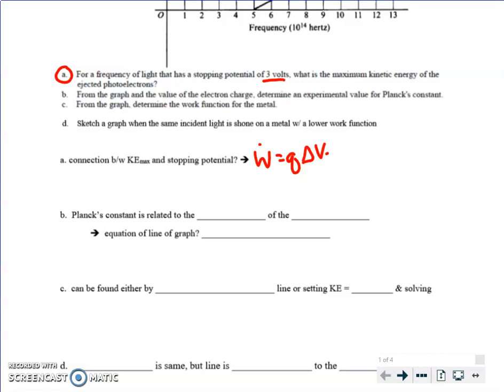Now, it says B, from the graph, find the value, and the value of an electron charge, right? That we'll just call E. Determine the experimental value of Planck's constant. And so this method, if you go back to the notes we've seen before, is that Planck's constant down here is associated with the slope of the graph. It's not necessarily the slope of the graph, but it is associated with that.